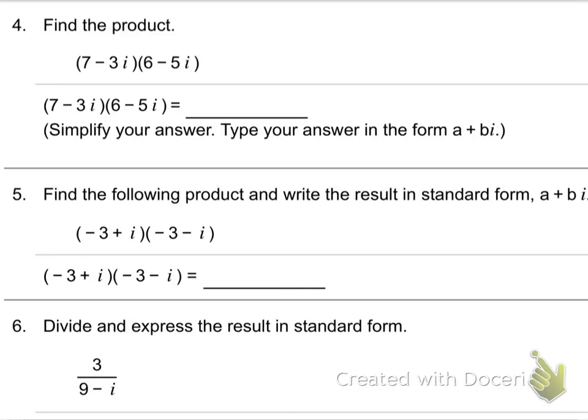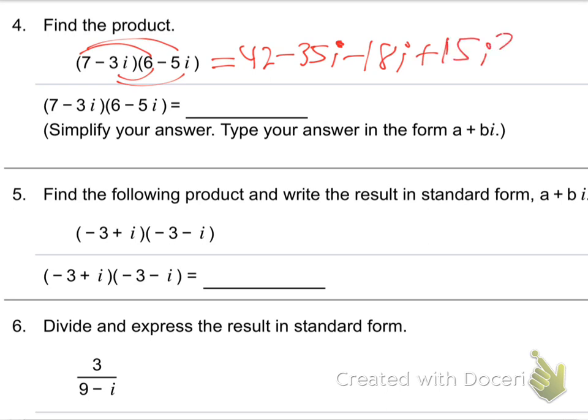Okay, so to do this product, it's just a normal FOIL. It's not a dot product. These are not vectors. Boom, boom. 6 times 7, 42 minus 35i. And boom, boom. Minus 18i plus 15i squared. So far, so good? First to both, second to both?